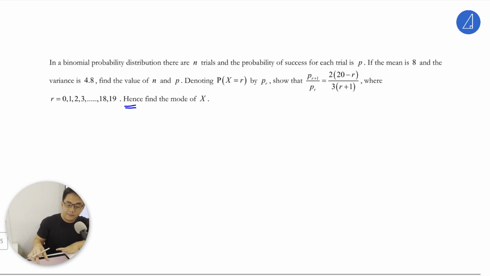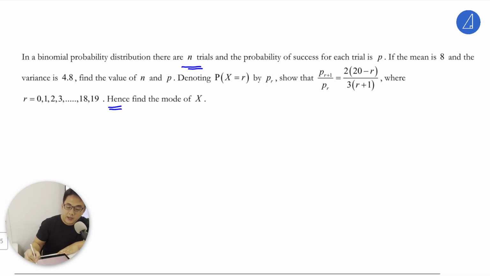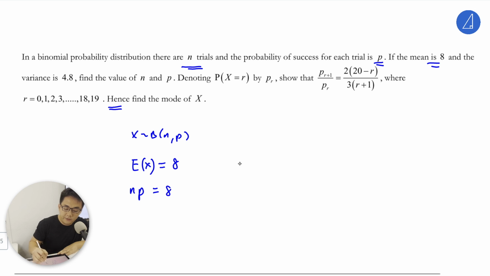You're given that the binomial distribution is n trials, and then they name it for you, and the probability of success in each trial is p. So X is binomial with parameters n and p, not an issue. Then the mean is 8, so the expectation of X will be 8. This means np equals 8. So I think the first one should be quite fast to find.